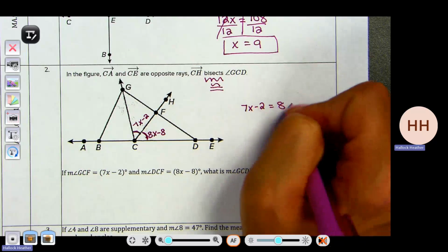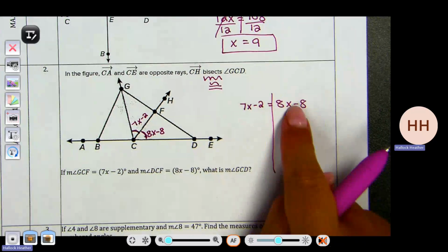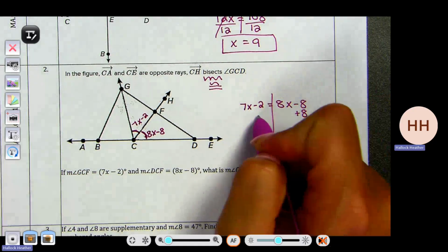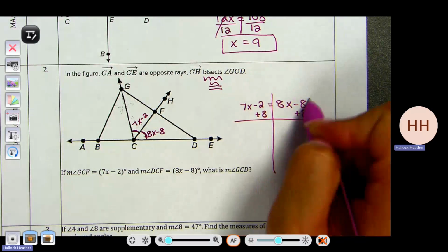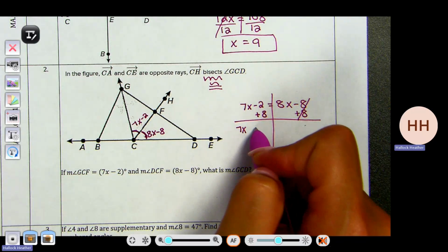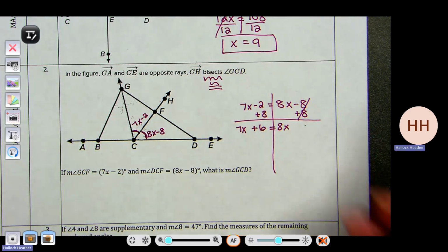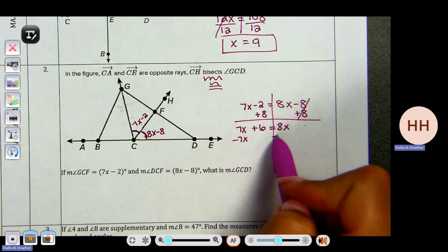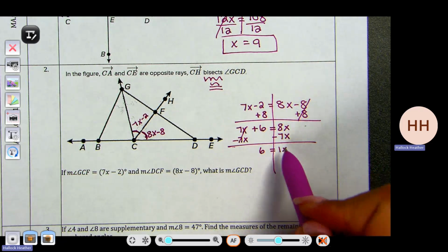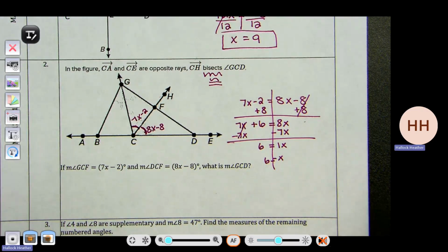7x minus 2 equals 8x minus 8. I'm going to move the 8 because it's larger than 2 and it's negative, so I want my answer to be positive because I don't want to deal with negatives. I'm going to add 8 to both sides. 7x negative 2 plus 8 is positive 6. Now I have to move my x's, so I'm going to subtract 7x from both sides. So 6 equals 1x, so x equals 6. I don't really need to divide by 1 though.